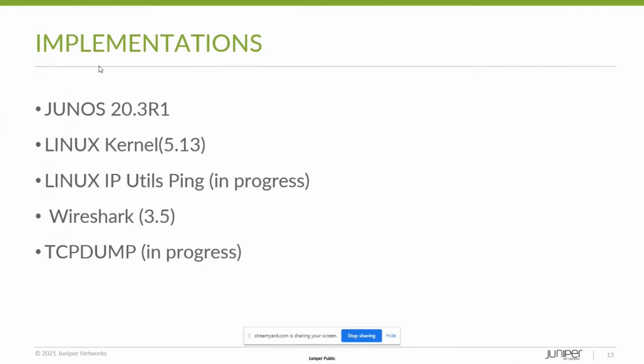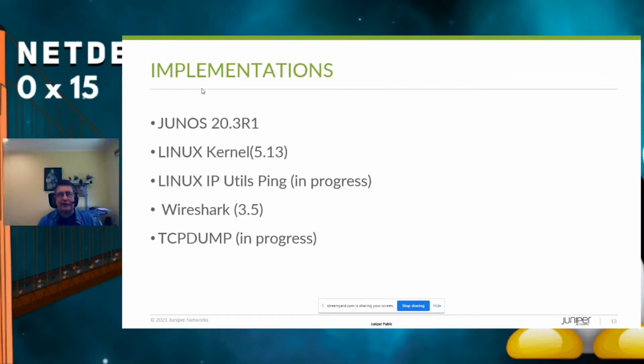There are some implementations. It's implemented on Junos. Junos is our company's routers. It's in the Linux kernel, 5.13. A commit to Linux IP utils is in progress. It's also in Wireshark 3.5, and a TCP dump commit is in progress.